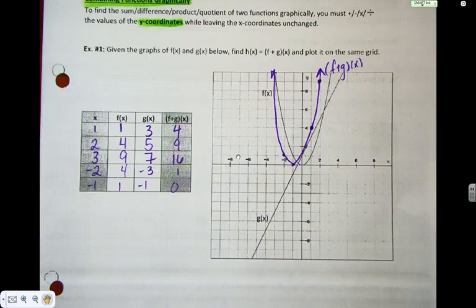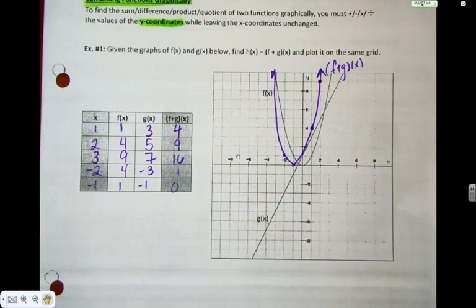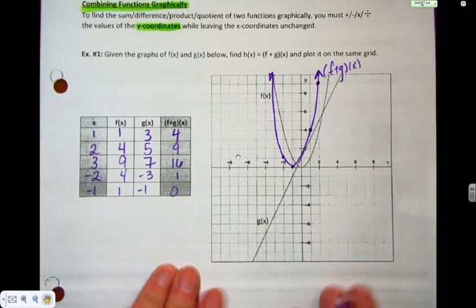Think ahead, what's going to happen when we start multiplying? So if we multiply a parabola by a line, it's going to end up being a cubic, because that's when we change the degree is when we multiply and divide. If we're adding and subtracting, it's not going to end up changing the degree. Questions so far? Yep, it's this easy.